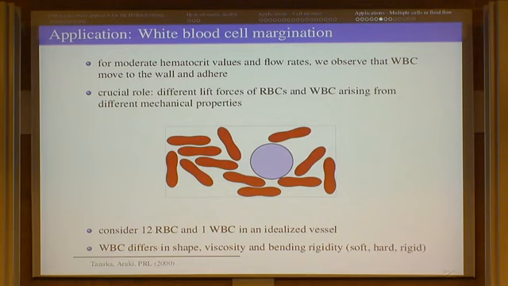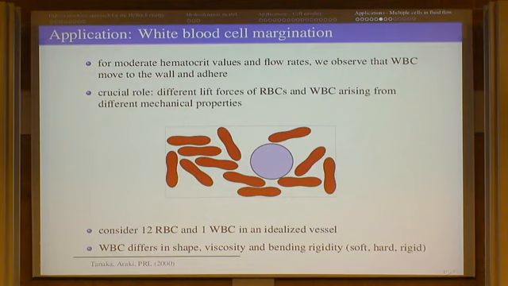The crucial role in how this happens is that because of the different mechanical properties of the cells, they have different lift forces. Lift force is a force which acts perpendicular to the streamlines. Red blood cells have a higher lift force, so they move to the center of the vessel, and the circular shaped white blood cell has a lower lift force, which means after dozens of collisions with the red blood cells, the white blood cell is pushed to the wall.